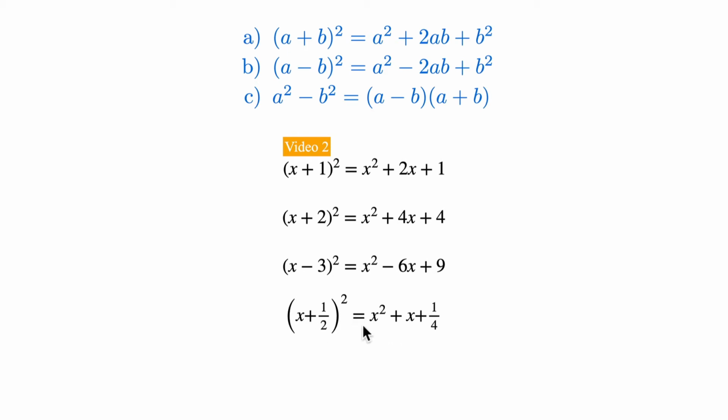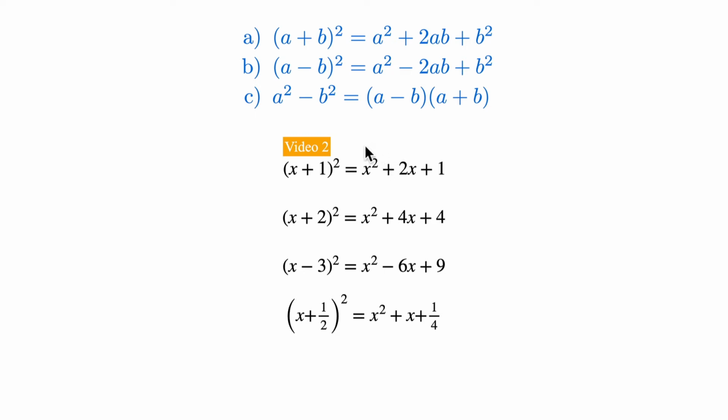And here may be slightly more difficult if you have a fraction. You simply proceed in the same way, but well, you have to work with fractions, right? So here in this case, your a is equal to x and your b is equal to 1/2. So a squared is equal to x squared. Then you get further twice ab. 2 times 1/2 is 1, so you just get x as the double product, and at the end b squared is equal to 1/4.